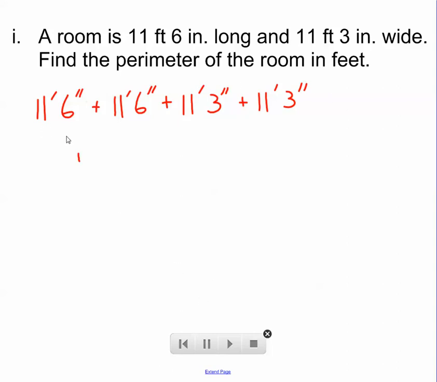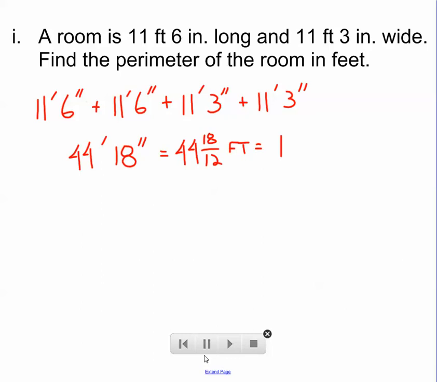So we can add our 11s here, 11, 11, 11, 11. That's 44 feet. We can add our inches, 6, 6, 3, and 3. I'm sorry, that's 18 inches. That's a silly mistake. Okay, we can express that as a mixed number, 44 and 18 twelfths, because there's 12 inches in every foot. So that's 44 and 18 twelfths feet.